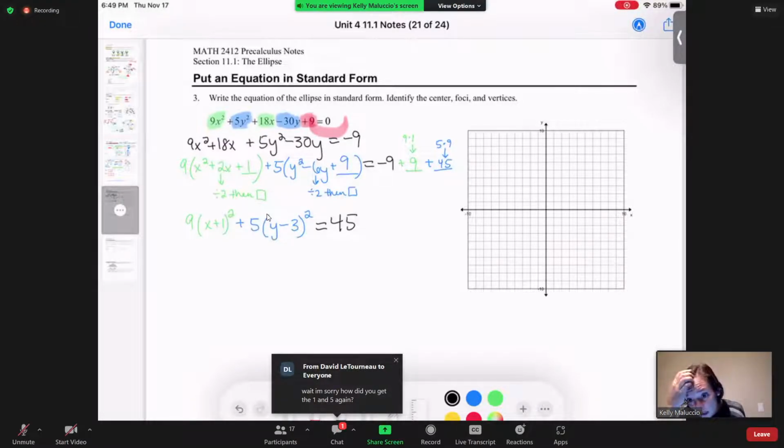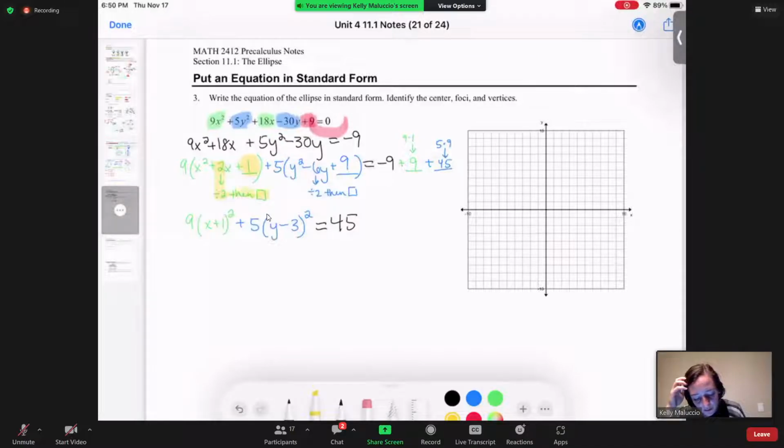David asked, how did I get the 1 and the 9 again? So I get this value 1 by taking this number, dividing it by 2, then squaring it. And I literally just drew a square, but squared, right?